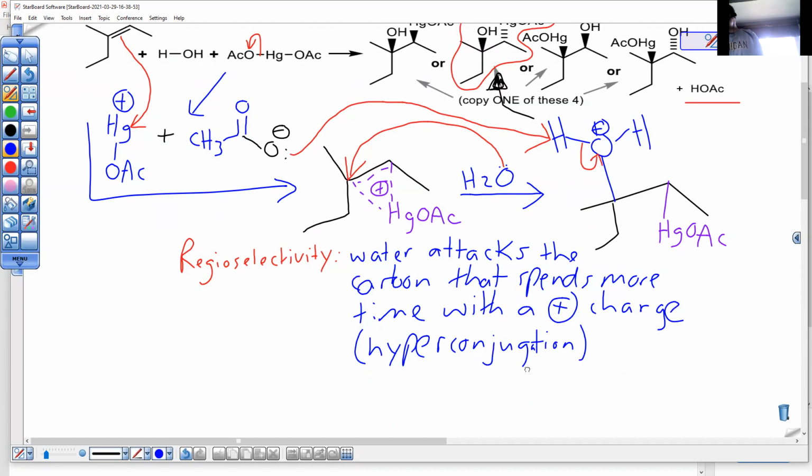And the stereoselectivity. Why is one a wedge, one a dash? And I need to see the magic words of backside attack.